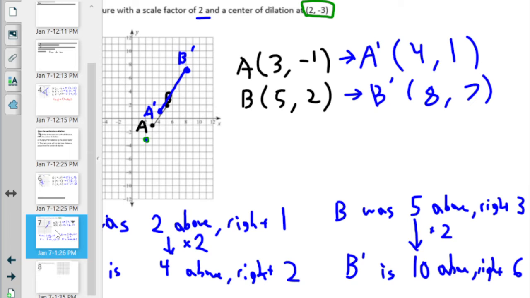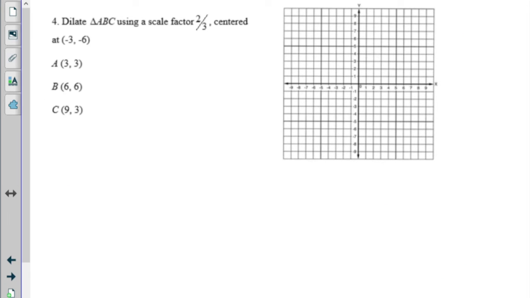So now we're going to look at one more. I would say if you're taking a look at this one and you're comfortable with it, then you're probably in decent shape. So here are your new coordinates. We're going to put them on the graph.